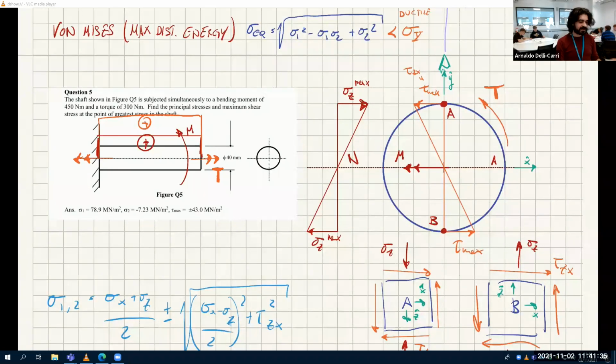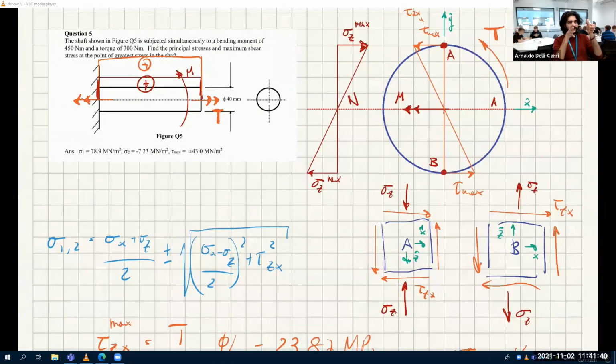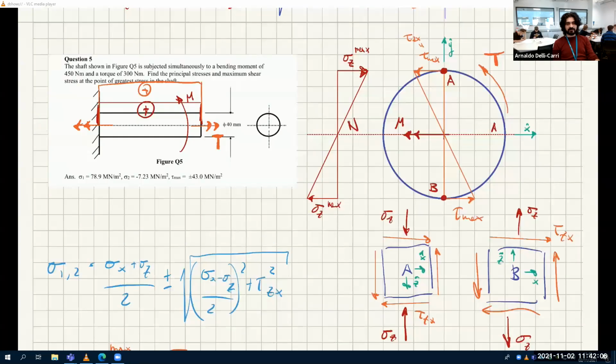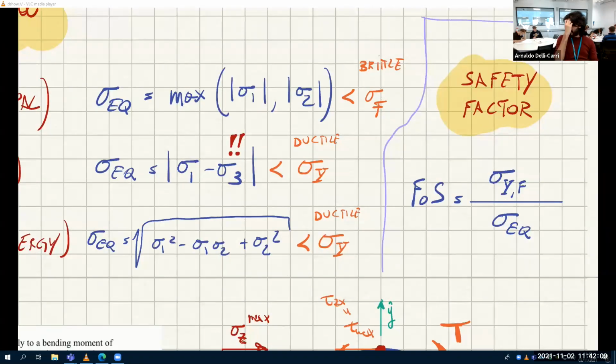Now you see why it's very important to rotate the infinitesimal elements, because if you look from the top and then rotate 90 degrees, you're looking at a different element. Although the element is different, the results are the same. Sigma 1, sigma 2, and tau max are always the same, and that's what's important. Now that we have sigma 1 and sigma 2, we can choose any failure criterion and find the factor of safety, and then verify if the structure is safe or not.